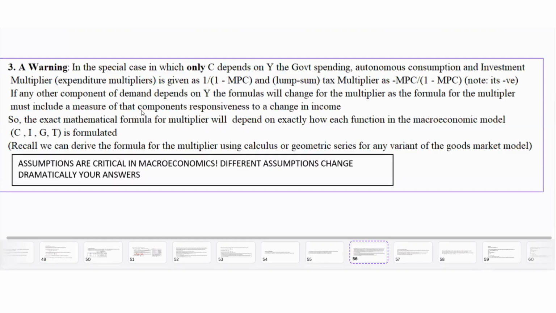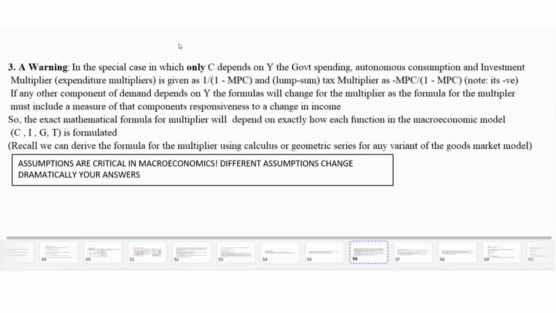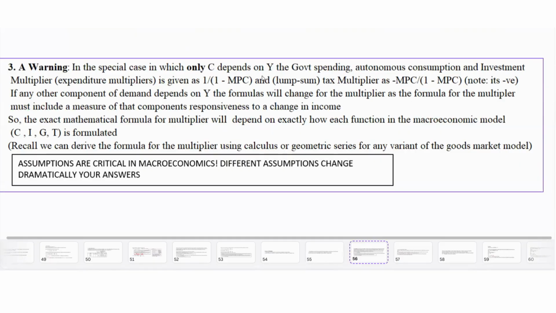And this is a very important warning: the formula that we know for the expenditure multiplier, 1 by 1 minus MPC, and for the tax multiplier, minus MPC by 1 minus MPC, only holds in the special case in which only C depends upon Y. So only in that particular case in your model, where only C depends upon Y, and I does not depend upon Y, G does not depend upon Y, T does not depend upon Y, do these formulas hold. This formula holds for the expenditure multiplier, this holds for the tax multiplier.